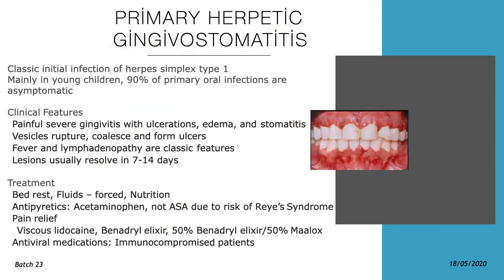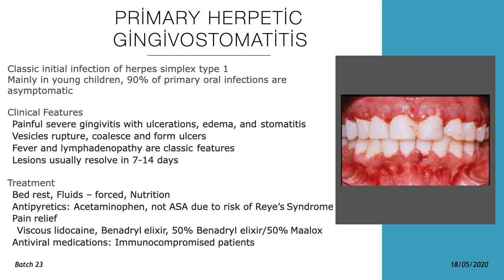So what are the clinical features of primary herpetic gingivostomatitis? It is classically due to the herpes simplex virus type 1. It is mostly seen in younger children, and 90% of the primary oral infections are asymptomatic. Most frequently the clinical features seen are painful severe gingivitis with ulceration, edema and stomatitis, and vesicles rupture and form ulcers. Fever and lymphadenopathy are the classical features of primary herpetic gingivostomatitis. The lesion usually resolves within 7 to 14 days.